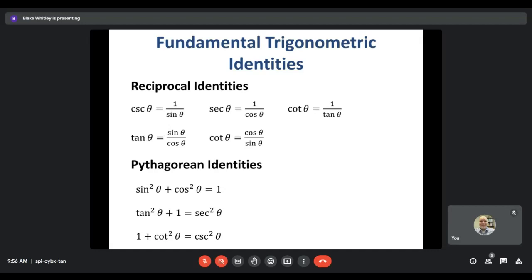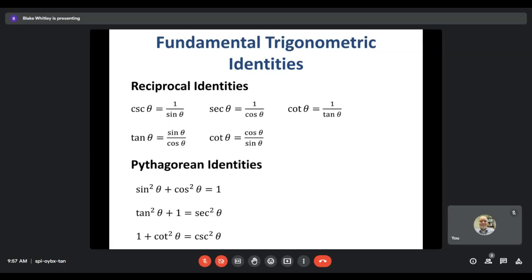Then we have the same thing for tangent and secant. Tangent squared plus 1 is always going to be equal to secant squared. So if you know one of those trig values, we can easily substitute into this equation and find the other. And then finally, 1 plus cotangent squared is always going to be equal to cosecant squared. So again, using one, we can help find the other.